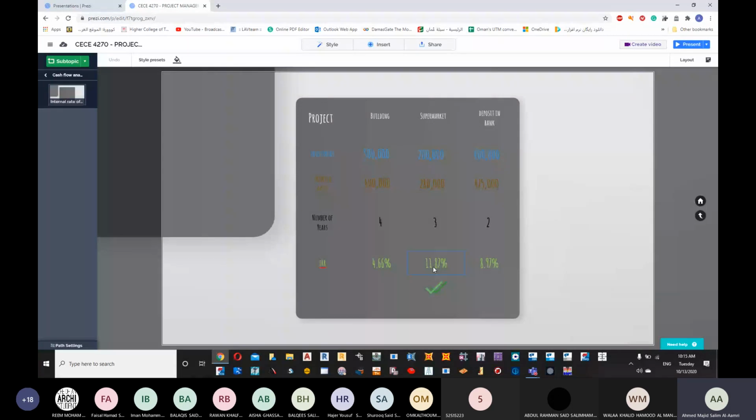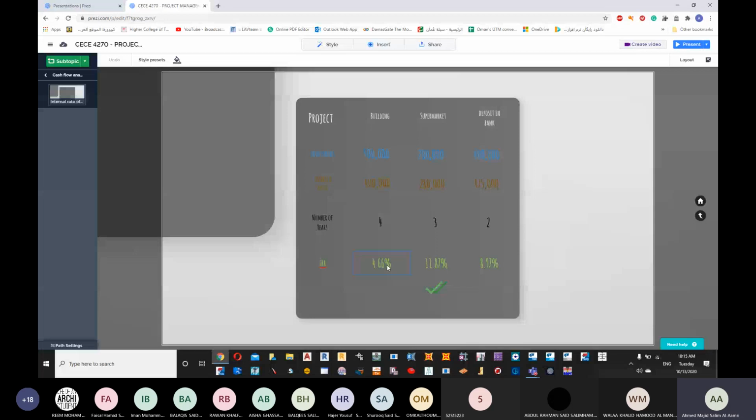The higher the percentage, the better the project. So you can see here, we are getting 4.66% each and every year. Here we are getting 11.87, and here we are getting 8.97. So of course, the better project is going to be the supermarket with the higher percentage of profit.